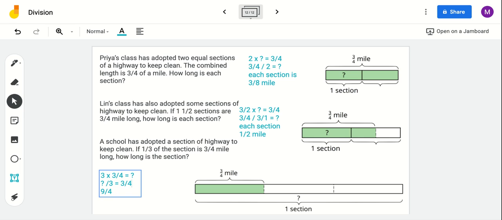So in this case, 9/4 is their total section of highway they adopted. They had 3 sections that were 3/4 of a mile long, so that total amount is 9/4 of a mile that they got. And so drawing a diagram is still going to be really helpful for us right now as we're kind of feeling our way through this, figuring out what is a good multiplication sentence for it, what is a good division sentence, and then which one is easier to solve, which one makes more sense to you, and then going ahead and solving that.